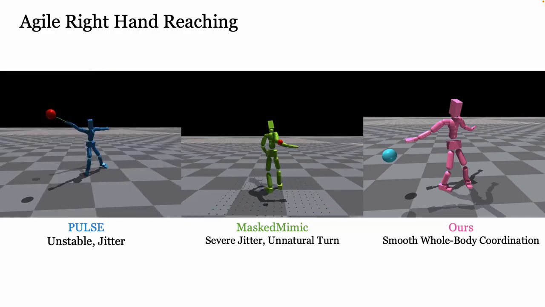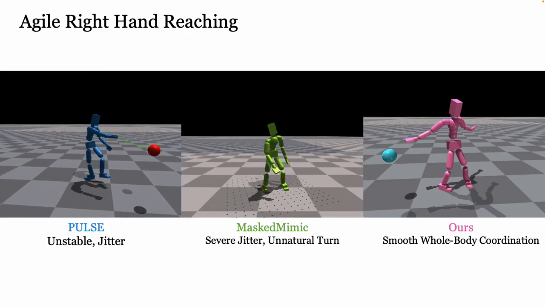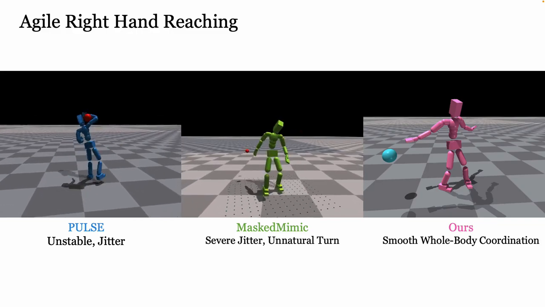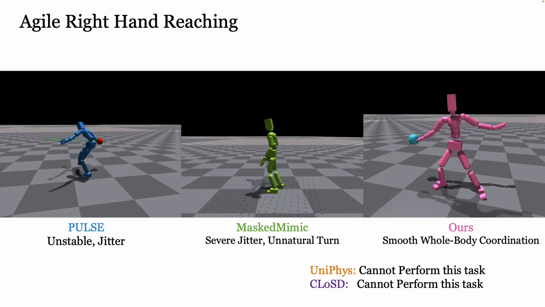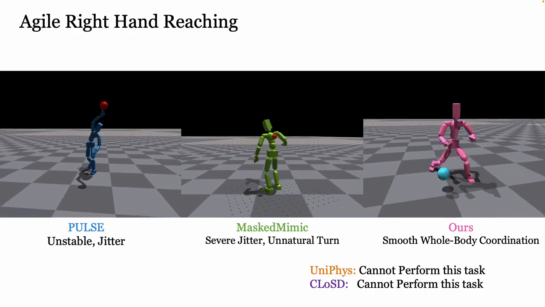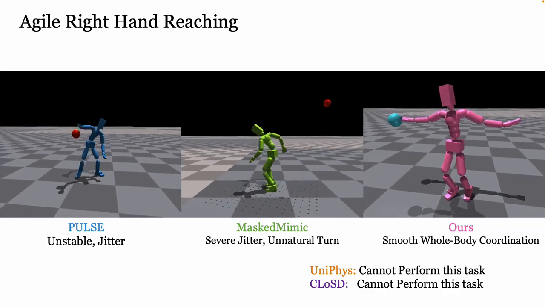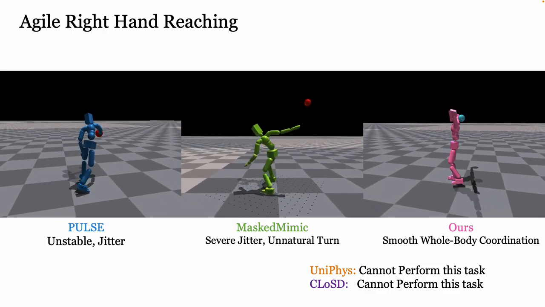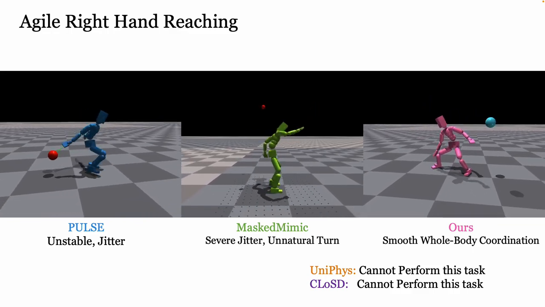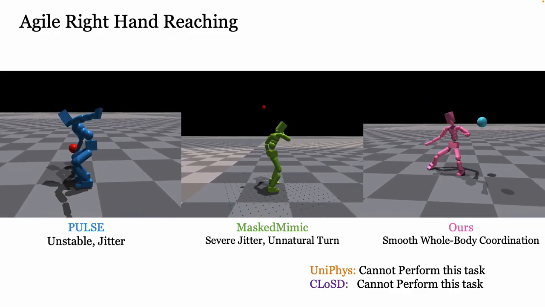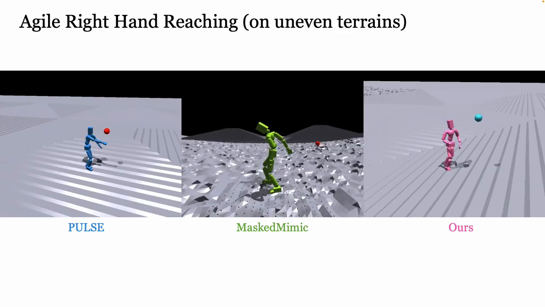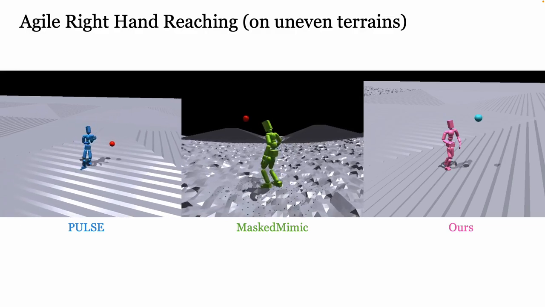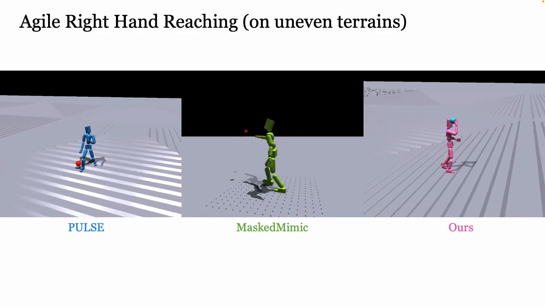For the agile hand-reaching task, PULSE and MaskedMimic both exhibit substantial jitter, foot skating, and unnatural turns. While UniPhys and CLoSD fail this task entirely due to insufficient fine-grained control, our method demonstrates excellent temporal coherence and smooth whole-body coordination, including sidestepping and squatting. These results remain consistent when the agent is placed on uneven terrain. UniPhys and CLoSD were unable to perform this task either.